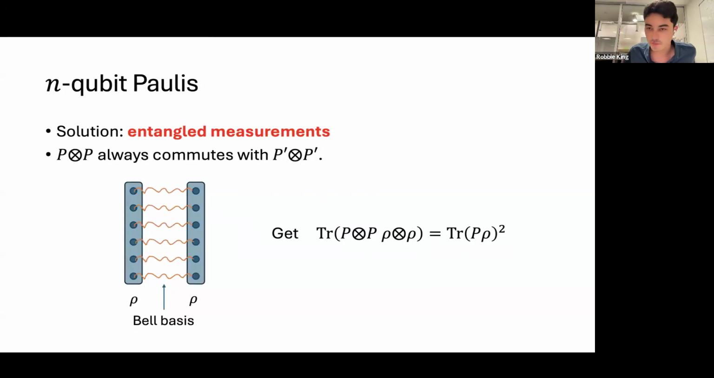Okay, I'll pause here for questions because this is one of the key intuitions that's going to help us move on to the bosonic case where we need rho tensor rho star.